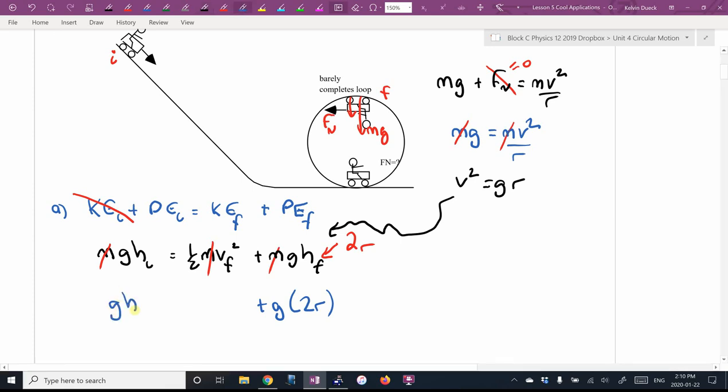The g and the h initial drops down. h initial is what I'm trying to find. There's going to be a 0.5 instead of a 1/2. And v squared is gr.